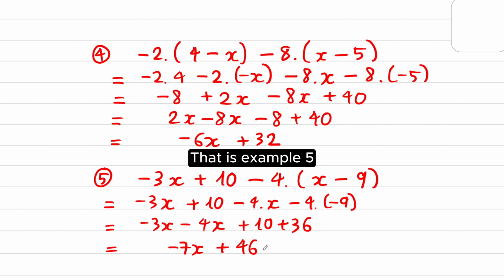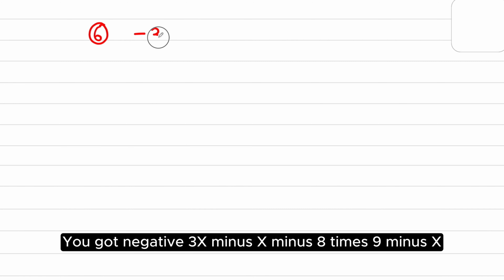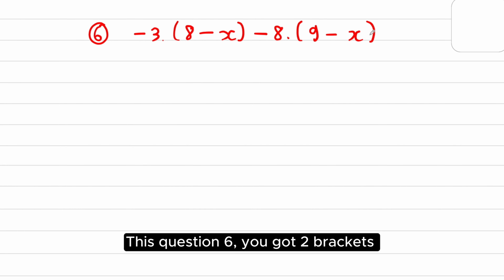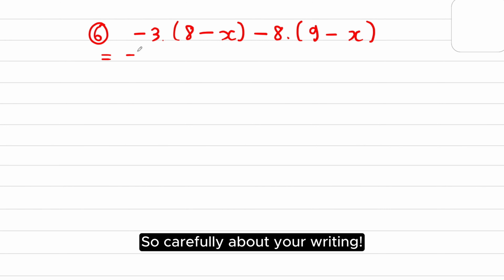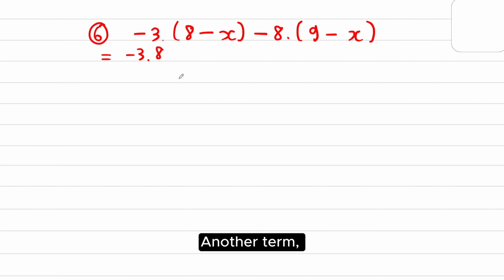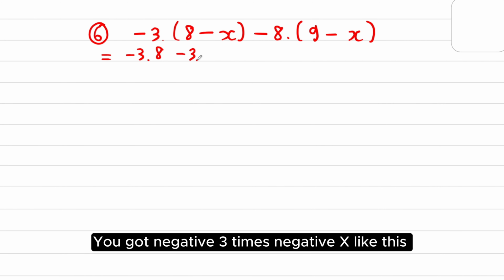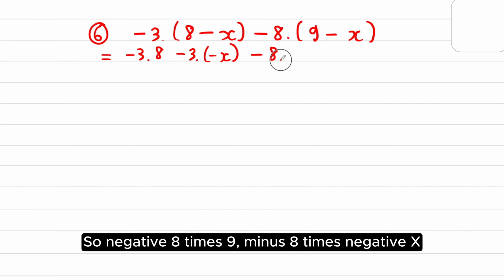That is example 5. Example 6, you have negative 3 times h minus 8, minus 8 times 9 minus 8. In this question 6, you have two brackets with the number outside each bracket being negative, so be careful about your writing. Minus 3 times h. Another term you have is negative 3 times negative 8, like this. So negative 8 times 9, negative 8 times negative 8.